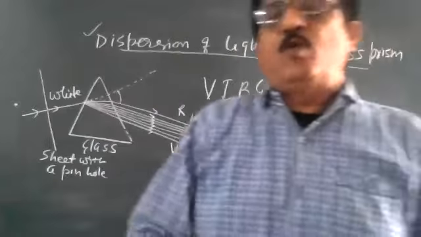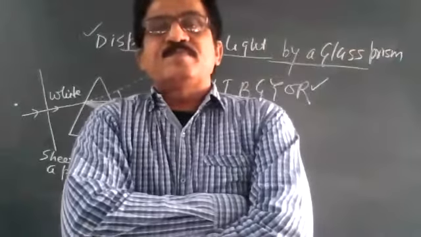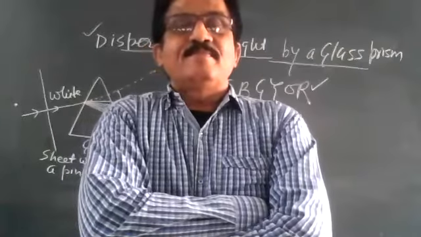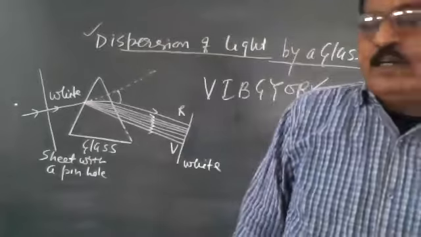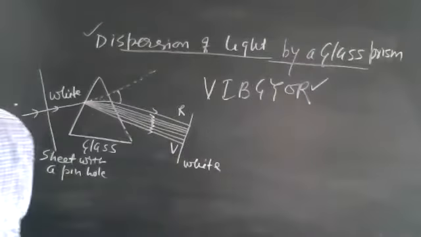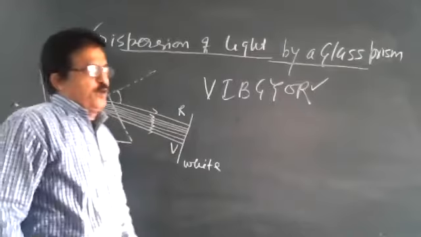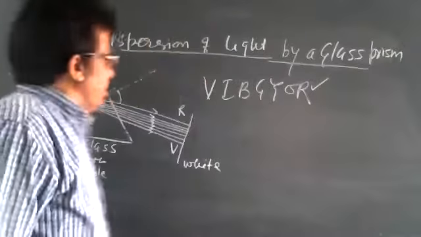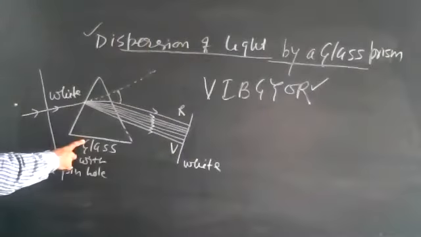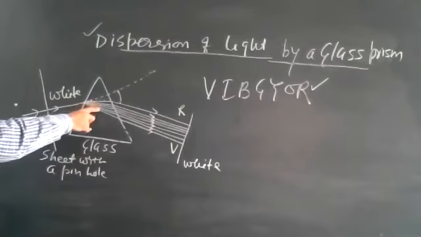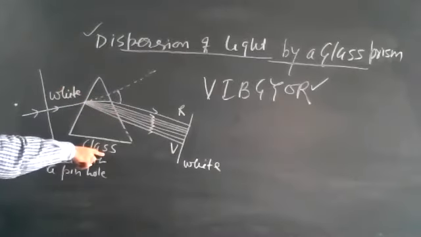What is it called, children? Say it. Dispersion of light. So it is the dispersion of white light. What do you mean by composition of white light? Here, my dear children, white light is a mixture of 7 colors.